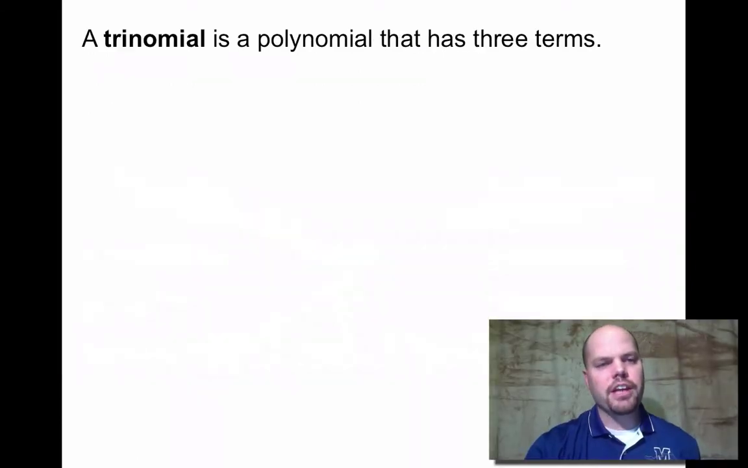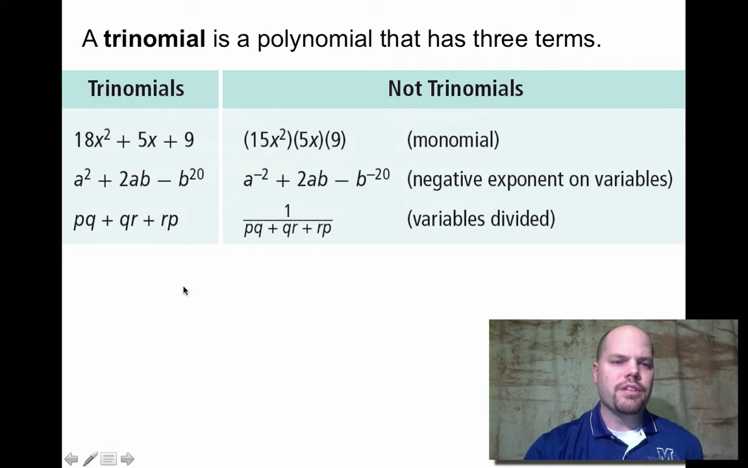And then the last thing, a trinomial. That's a polynomial that has three terms. Think of tricycle, three terms. So that would be something like 18x squared plus 5x plus 9. There's three terms there. a squared plus 2ab minus b to the 20th, so there's three terms there. And pq plus qr plus rp, that has three terms as well.